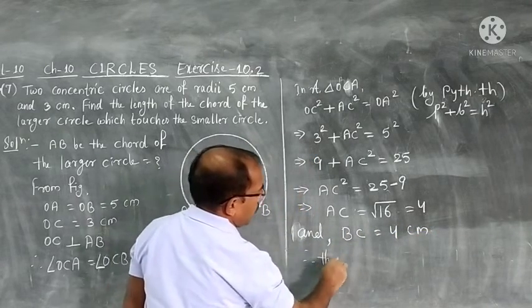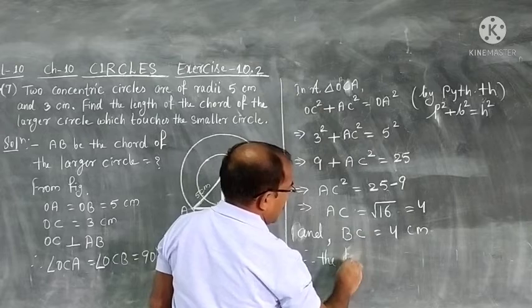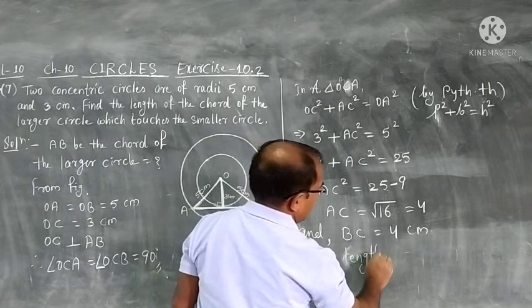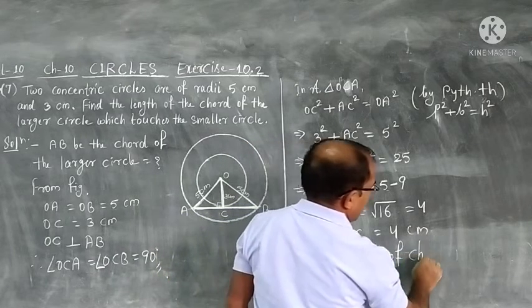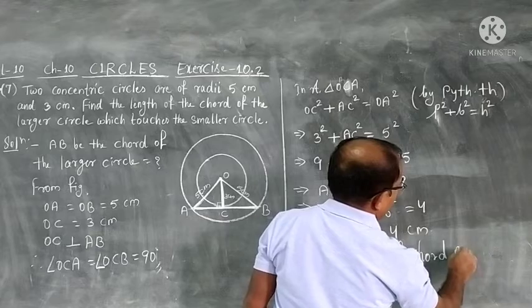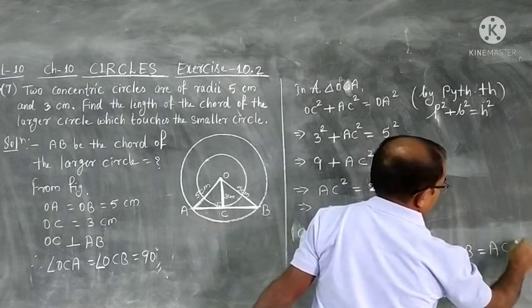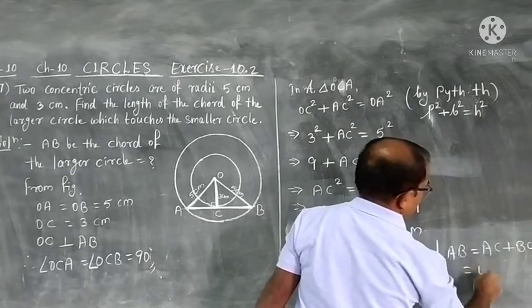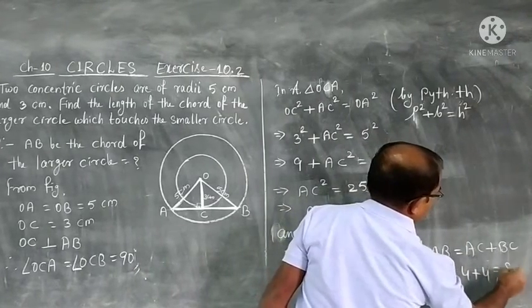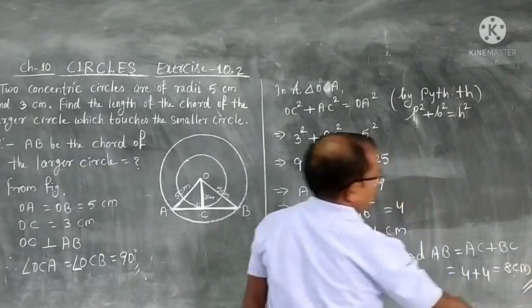Therefore, the length of chord AB will be equal to how much? AC plus BC, that is 4 plus 4, 8 centimeter. Hope you have understood this question nicely.